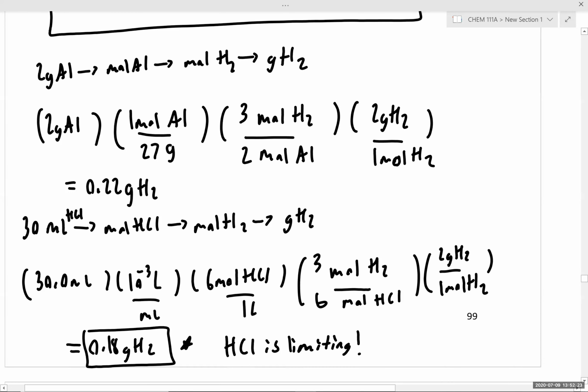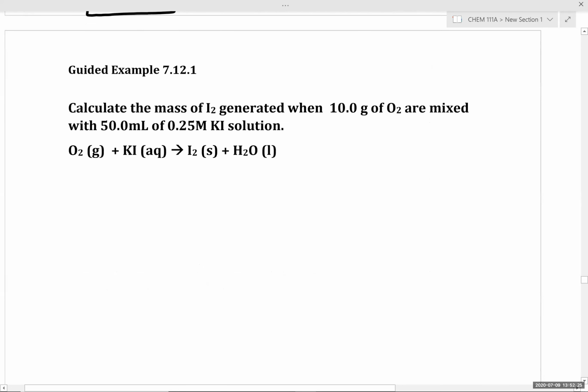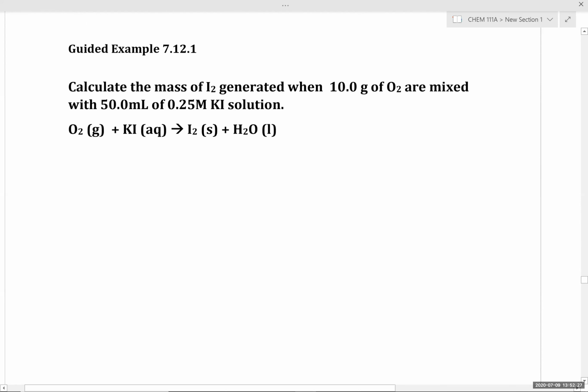Okay, so let's now do another example. This time, I'm going to be guiding you through this one, because if you aren't careful, this example, although it looks very similar to an example that we've done before... Would someone like to comment on what's so special about this chemical equation?